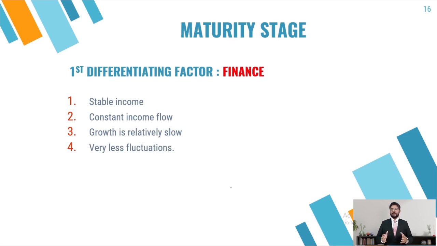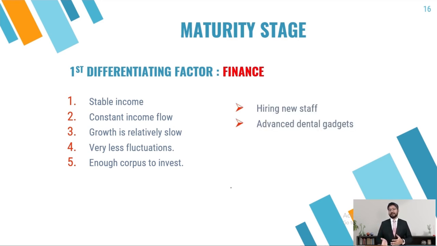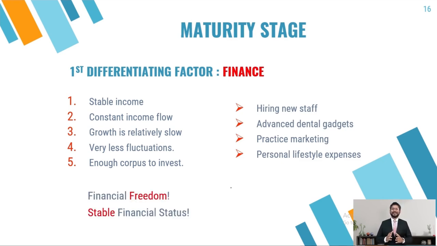Say for example, if your income is 200 this year, it will go to 220 next year and 240 in the subsequent years. You have enough corpus to invest in dentistry, like hiring more staff, buying advanced dental gadgets, spending on marketing and other personal interests like upgrading your car, home, etc. Are you experiencing such financial freedom or financial status in your practice now? If yes, your score will be high. If no, then it will be on the lower side.